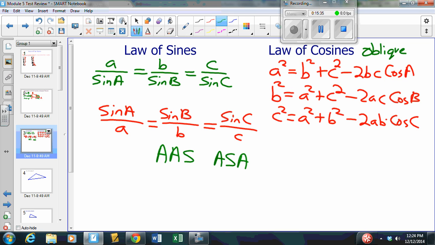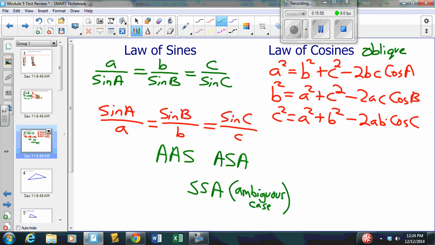Or, one more case, we call this the ambiguous case. If you have two sides and an angle that's not between them, this is called the ambiguous case. I'll talk about that more in just a bit. If you have that, then you're going to use the law of sines.